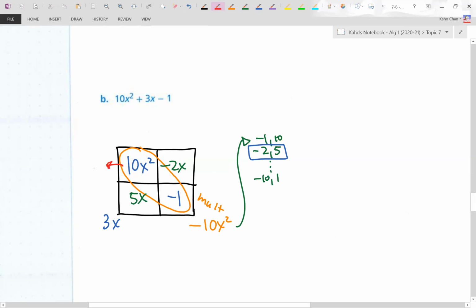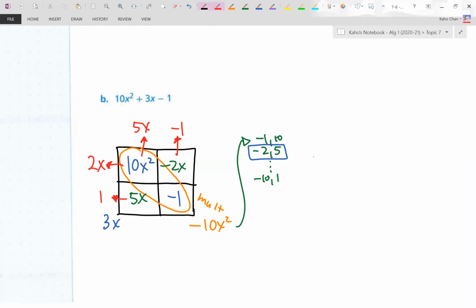Take out a 2x in the first row. Take out nothing but a 1 in the second row. Fine. First column, take out a 5x. Last column, nothing but a negative 1. Kind of interesting. There's your answer.